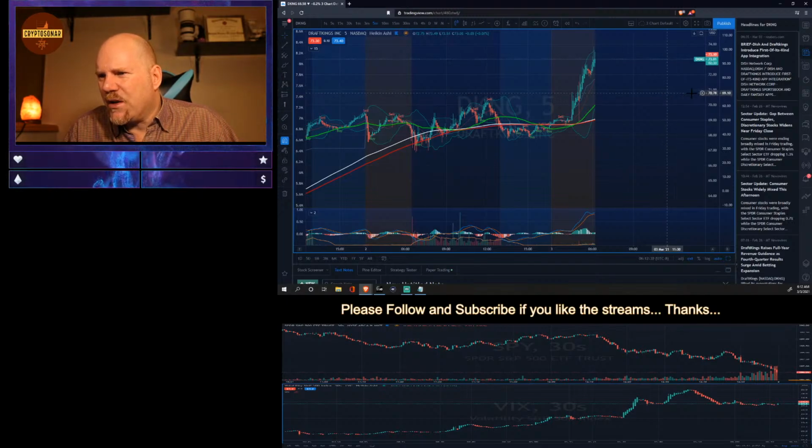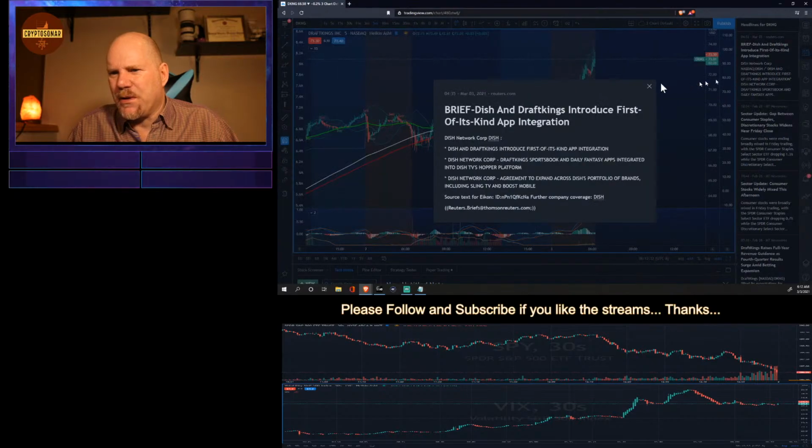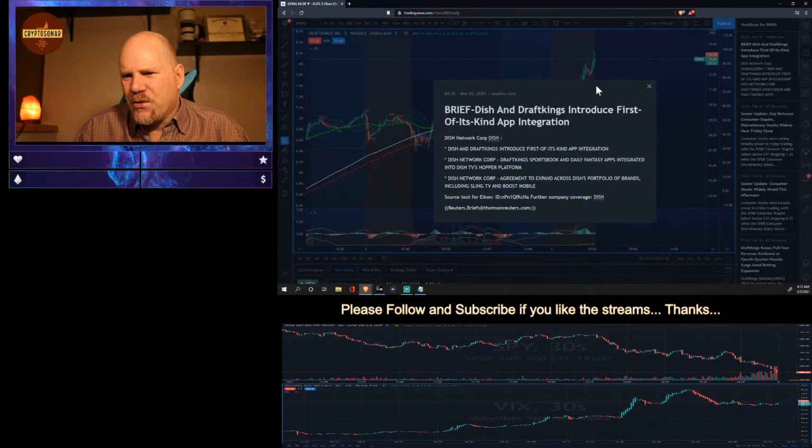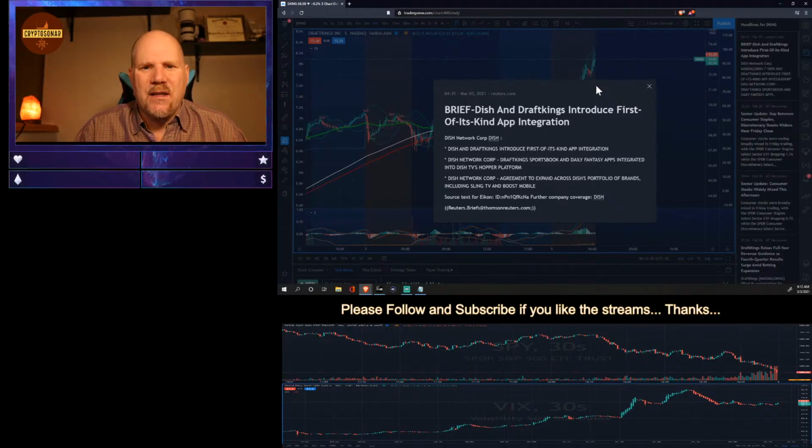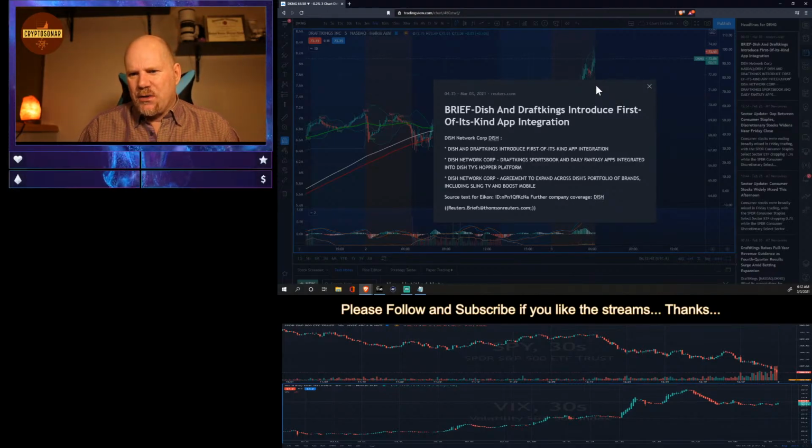Dish Network and DraftKings announced first. Here, I'll put this up here. Introduced first of its kind app integration. So Dish Network, Sportsbook, and daily fantasy apps integrated in Dish TV's Hopper platform. Agreement to expand across Dish's portfolio of brands, including Sling TV and Boost Mobile. So they're going to push these things.